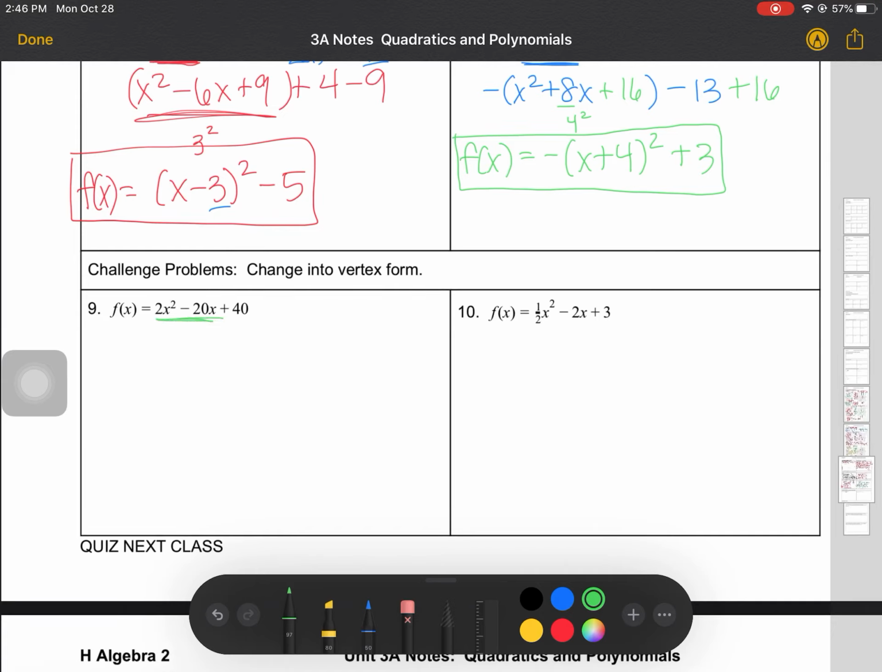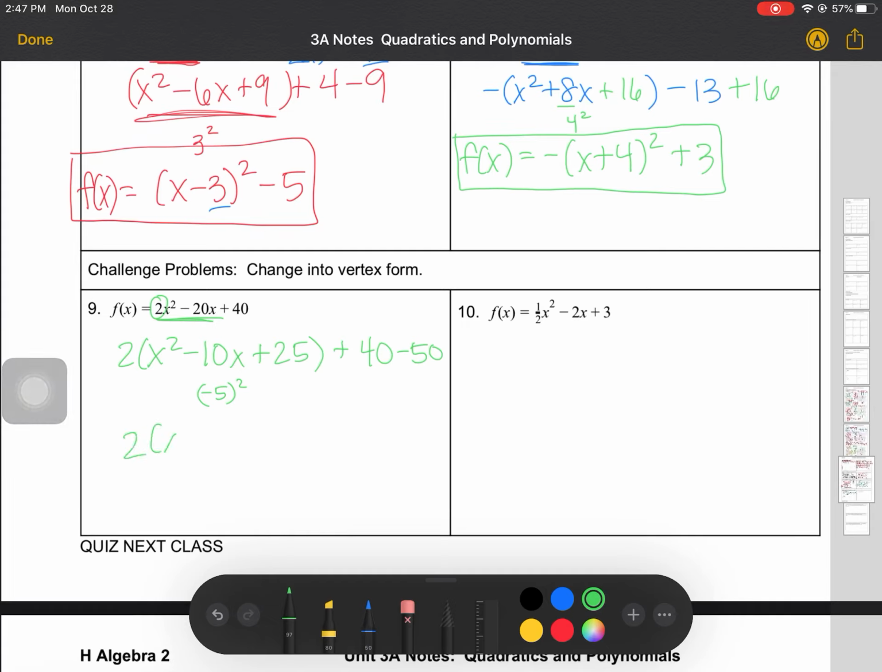So again, first we're going to group these first two terms, and I'm going to GCF it. If you look at these, I can pull out the 2. You should always pull out whatever your a is. So this will be x squared minus 10x, leave some space, and then plus 40. 10 divided by 2 is negative 5 squared. I'm going to add 25. Okay, but what you have to remember is you didn't really just add 25, you added 2 times 25, which is 50. So I need to cancel out a positive 50 by subtracting 50.